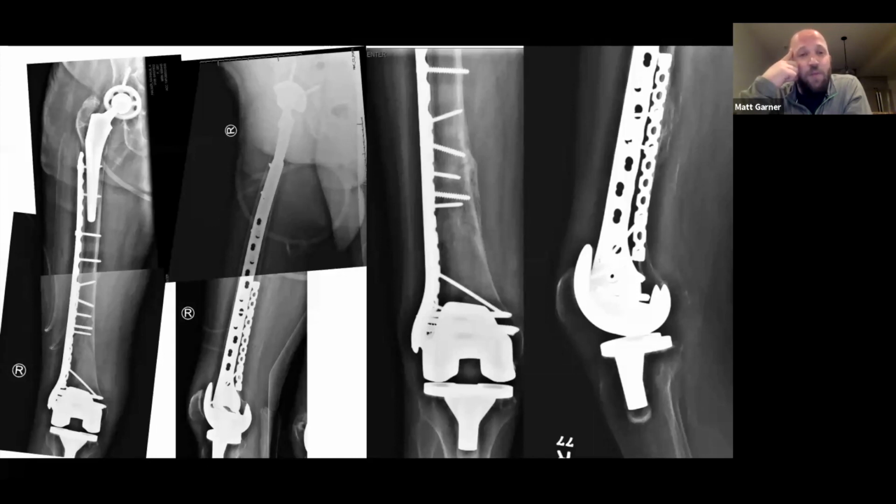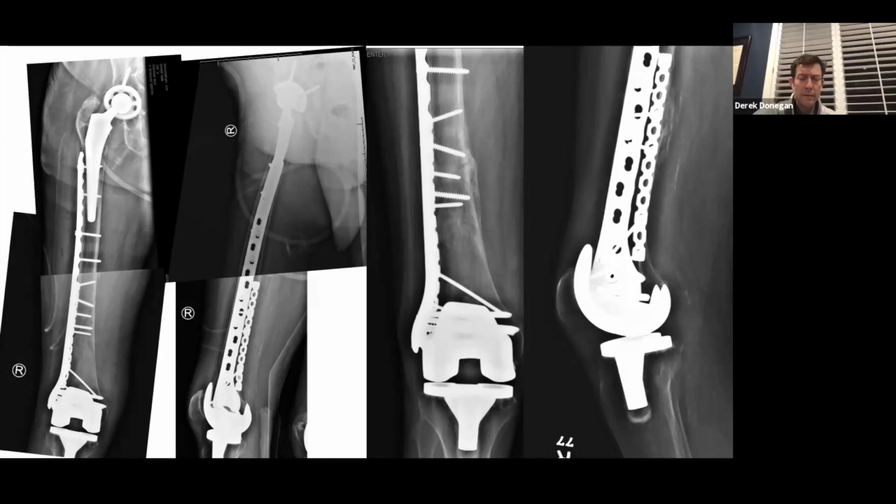I let them weight bear immediately. I will admit that it's a relatively extensile approach. I usually don't make the incision all the way to the trochanter, but you certainly need to see the fracture to get it reduced. I allow them to weight bear immediately on this construct, and I've been luckily pretty successful with that. I may regret it someday, but I haven't yet.